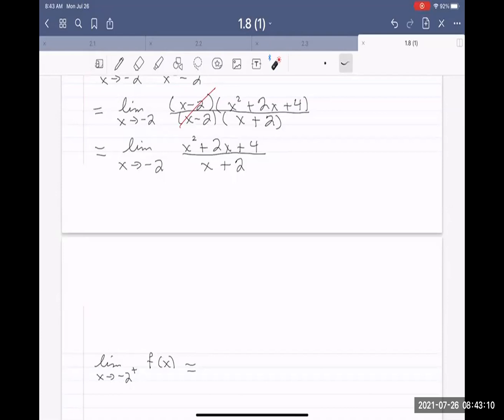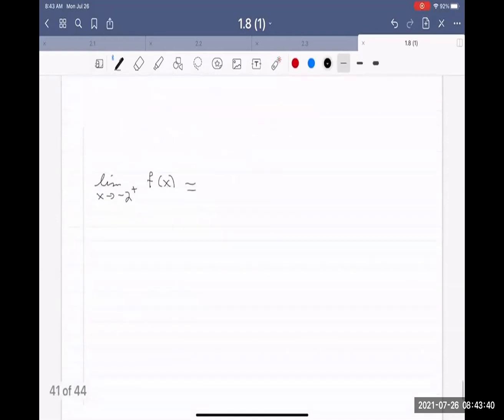We know from, I think it was section 1.7, we proved that if I have something that's going to 0 in the denominator, but in the numerator, it's not going to 0, and we have a positive quantity, then this positive quantity approaches positive infinity.